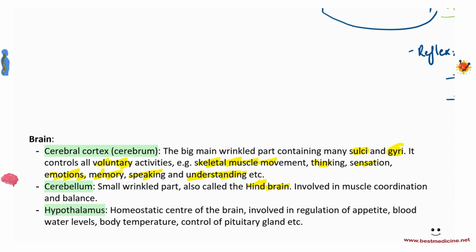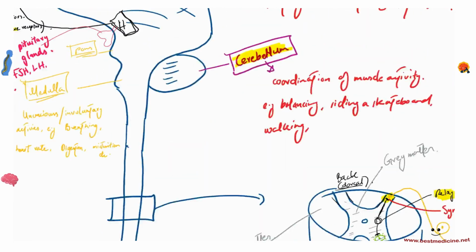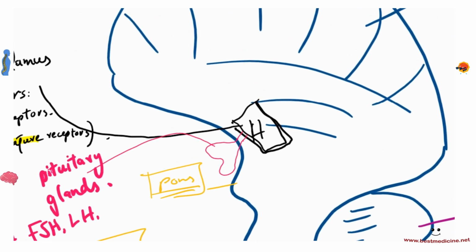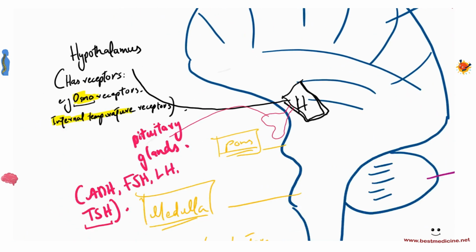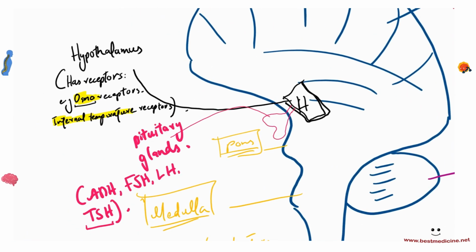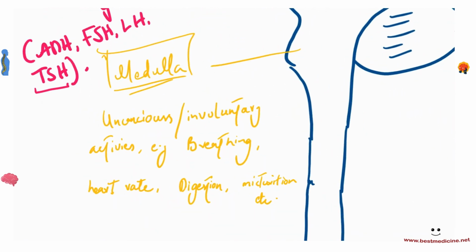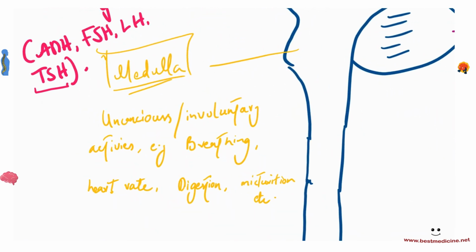And the other one is the hypothalamus, which is the homeostatic center of the brain. It is involved in regulation of appetite, blood water levels, body temperature, control of pituitary gland as well, because, remember, the hypothalamus is present right on top of the pituitary gland, and therefore it is able to influence the activities of the pituitary gland. And the fourth thing that we discussed was the medulla. Medulla consists of the unconscious involuntary activities, for example, breathing, heart rate, digestion, micturition, etc. Okay?